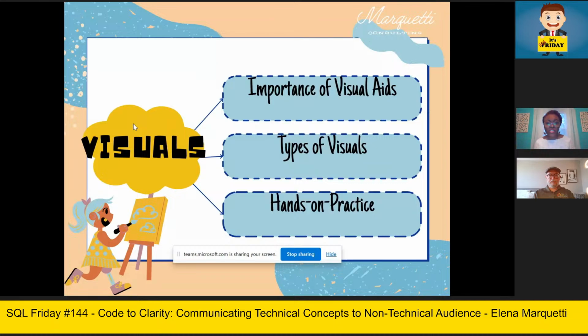Why does Elena have these quirky little slides today? Because you can't see my face, you're just listening to me. It's just a bunch of words coming out at you. But I'm hoping that with the use of the slides, this becomes more memorable information. I have visuals on the screen. You see this little girl painting. Okay, I'm making the connection. That's what visuals are, something to look at.